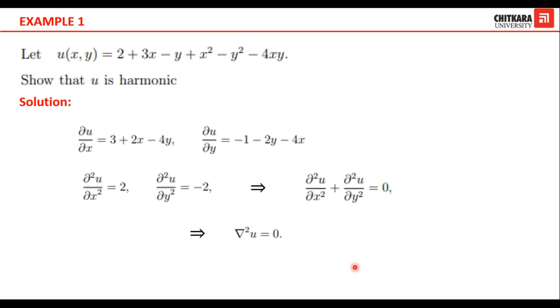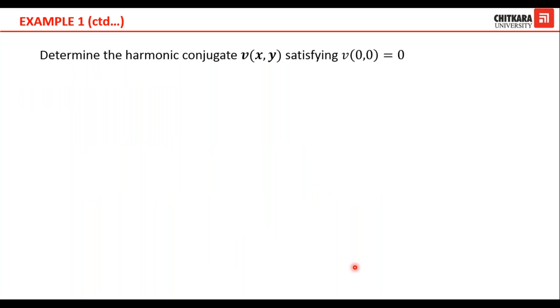Fine. We move on to the second part of the same question. The second part says, determine the harmonic conjugate V satisfying V(0,0) = 0. So this is what I was talking about in the previous slide where I was explaining the definition of harmonic conjugate. In this particular question, what was given to you? Harmonic conjugate, right? And one more condition is given to me, that V(0,0) is equal to 0. So let us see where this condition will be used later on in the question.